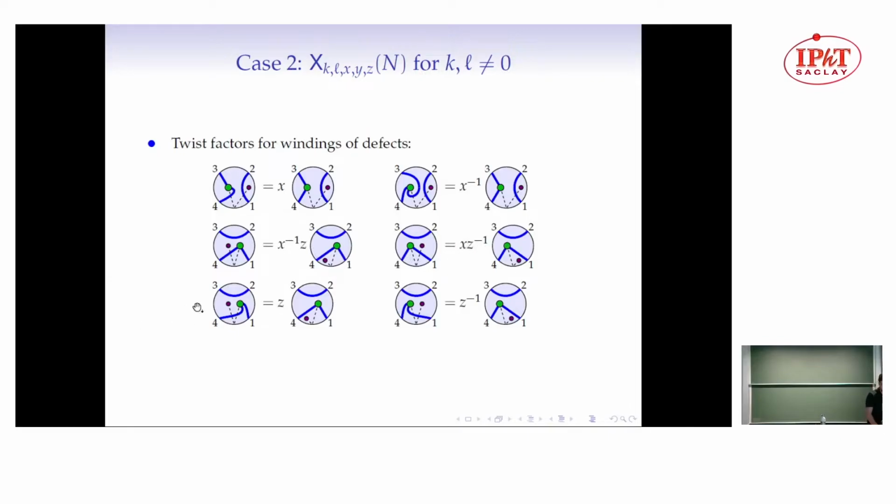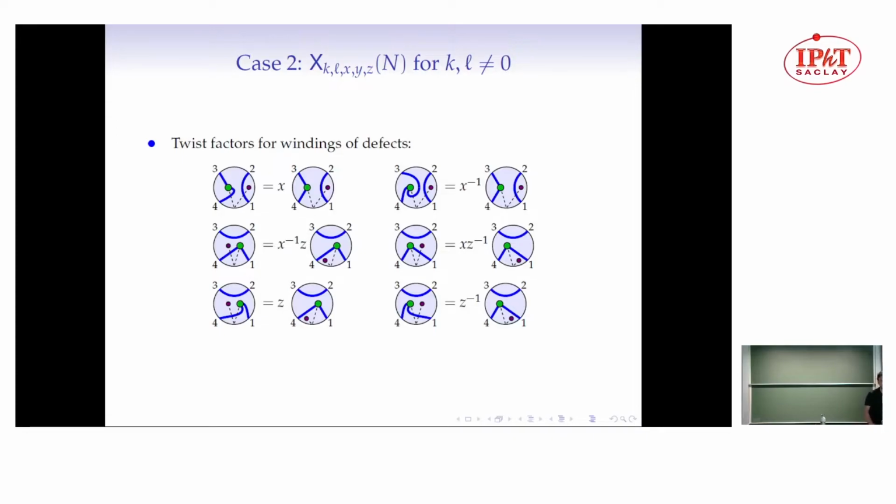And finally, in this last example, if it crosses both, it actually turns out to be the product of the two above weights, so x times z divided by x, and the result is just z. And likewise, if it crosses in the other direction, then we have 1 over z. So this is how, in general, twist factors are included in this definition.